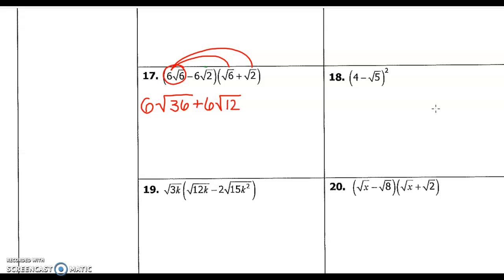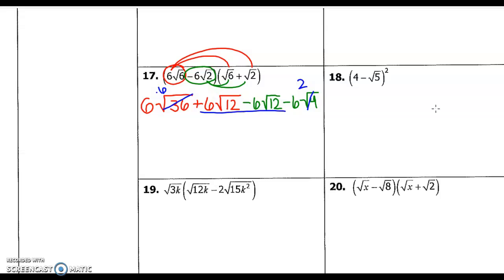Go back through by -6 radical 2 times radical 6. Outside is -6. Inside radical 2 times 6 is 12. -6 radical 2 times radical 2. Outside is -6. Inside 2 times 2 is 4. So the first things I see is, let's see here, the square root of 36 is 6. The square root of 4 is 2.